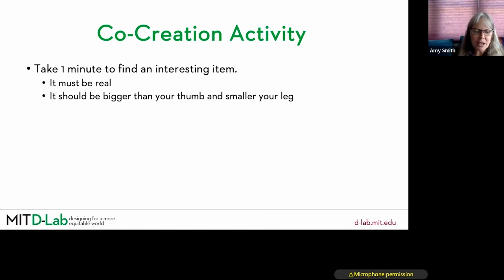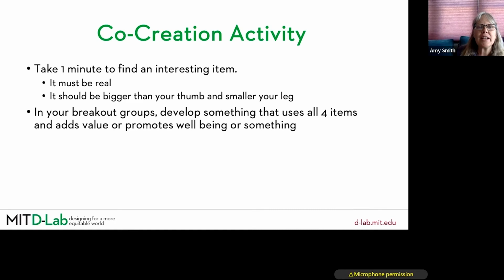And you're going to have to do something creative with that item later in the next part of this activity. So the more interesting your item, the more interesting the second part of the activity. Okay, we've got 10 seconds left. All right, great. So hopefully everybody has your interesting item.